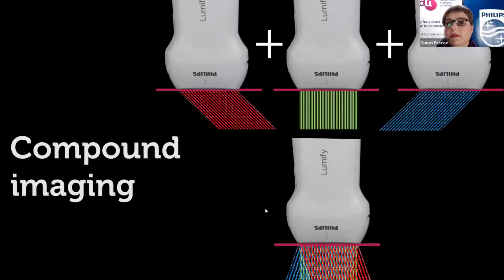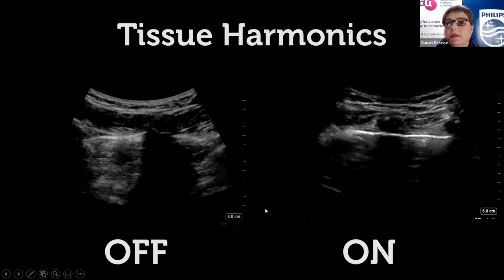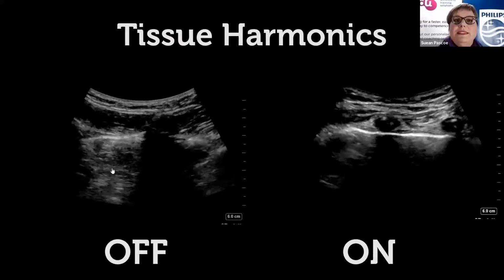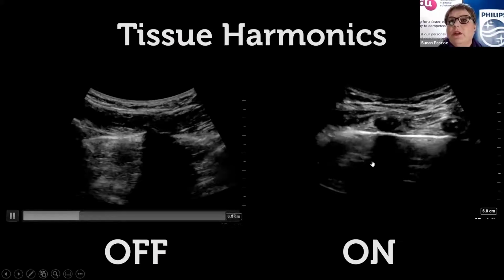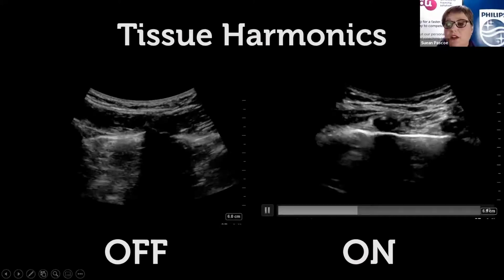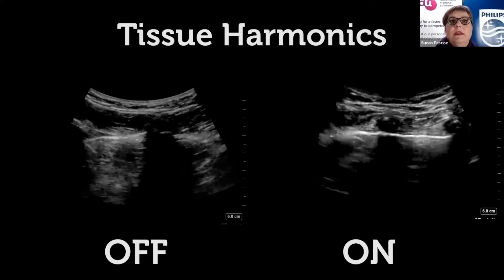And then the image on the right with tissue harmonics on. So you can see that there's more artifact to be seen over here, whereas it's filtered out on this image. So if you're looking for lung sliding, you don't want to get rid of that artifact.